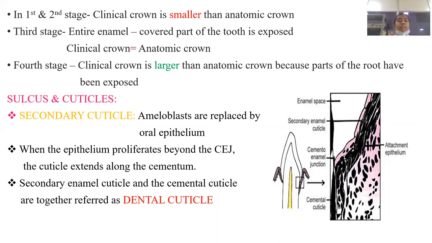Sulcus and cuticles. Secondary cuticle: ameloblasts are replaced by oral epithelium. When the epithelium proliferates beyond the CEJ, the cuticle extends along the cementum. Secondary enamel cuticle and the cemental cuticle are together referred to as dental cuticle, which can be seen in this picture, where the cemental cuticle can be seen and the secondary enamel cuticle can be seen. So together it is referred to as the dental cuticle.